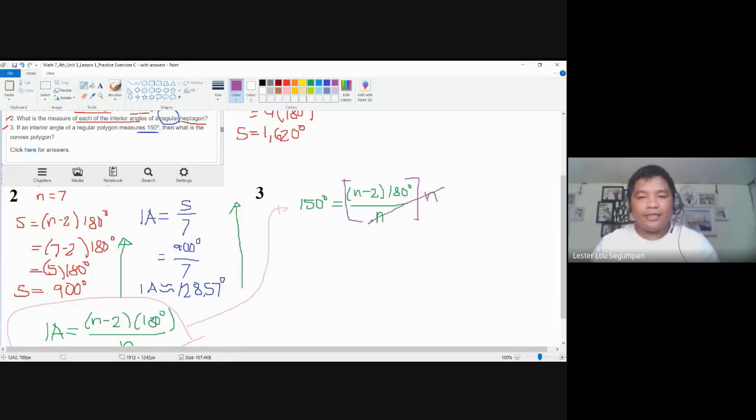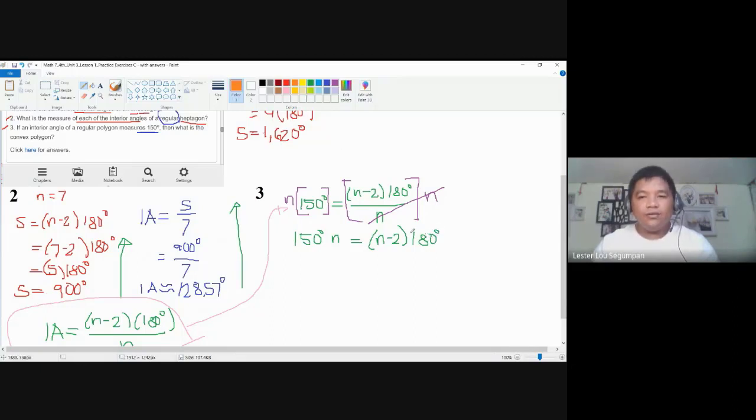So we could cancel that one. But the property of equality tells us to do the same thing on the other side. So we have here the result, 150 degrees n is equal to n minus 2 times 180 degrees.